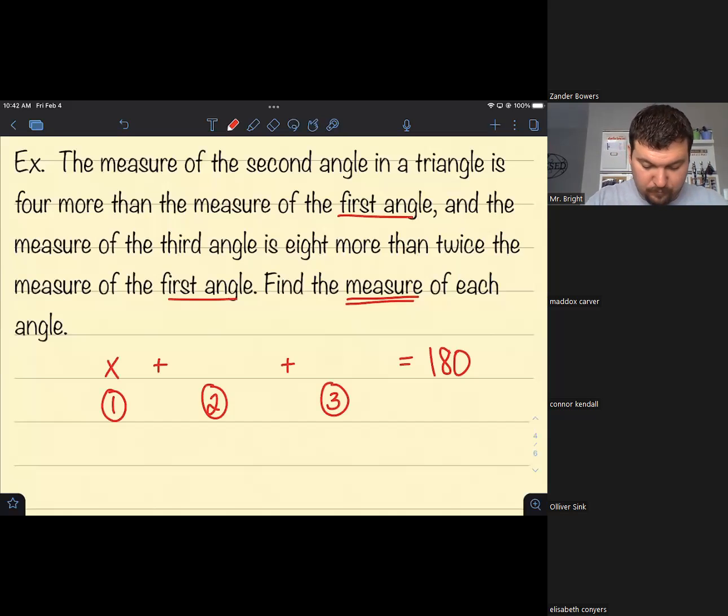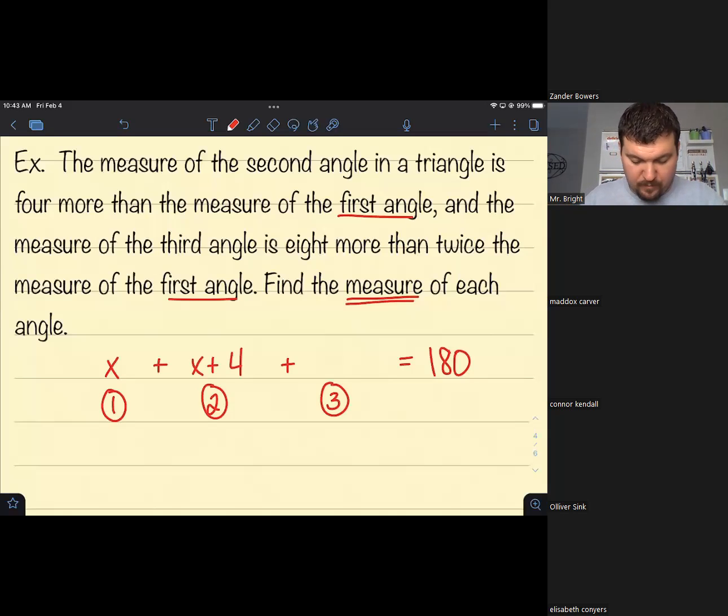The second angle is 4 more than the first angle. How would I write 4 more than the first angle? 4x. That's 4 times the first angle. 4 more than. What would 4 more than be? X plus 4. Got it, X plus 4. And so I do need to write the X again because it's the first angle with 4 more degrees added to it. If I just put plus 4 with no X, then it's just saying that angle's 4 degrees. It didn't say that angle was 4 degrees. It said it was 4 more than the first one. So put X plus 4.